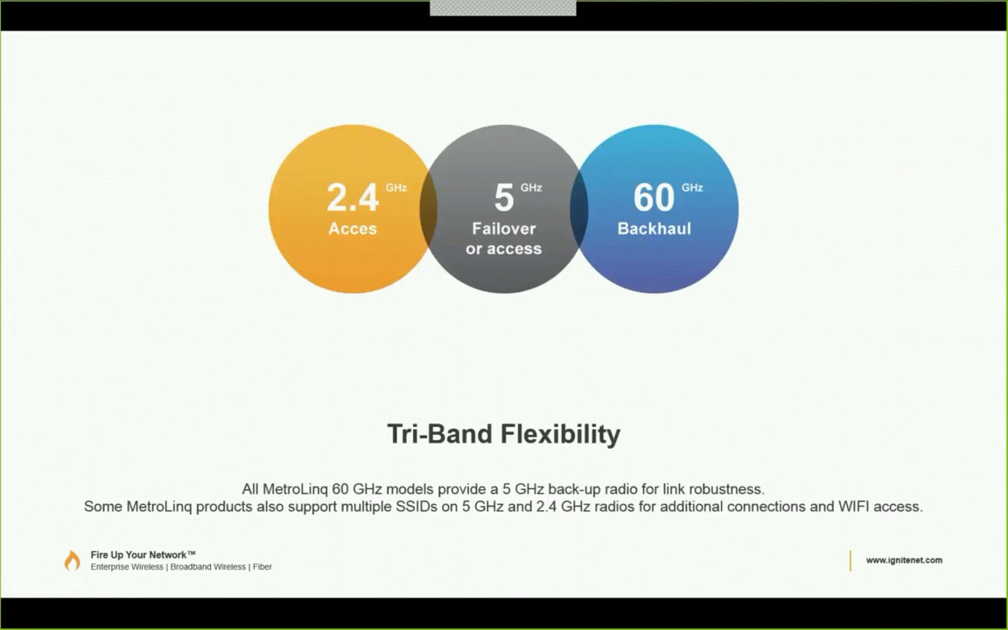MetroLinq products also have the added flexibility of being tri-band. So every radio that is called MetroLinq is going to have a 5 GHz failover radio, even the first generation. But from MetroLinq 2.5 and on, the 5 GHz backup radio can also have additional virtual access point or service set identifiers to which you can connect other radios for infrastructure, or you can use for Wi-Fi access if you want. The MetroLinq Lightweight and the MetroLinq Omni also have a 2.4 GHz radio, which can be used for the same purposes.